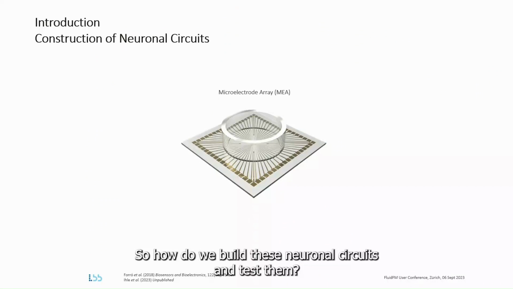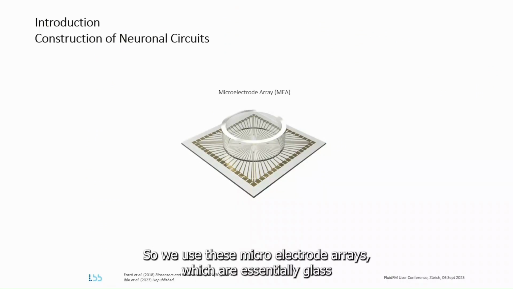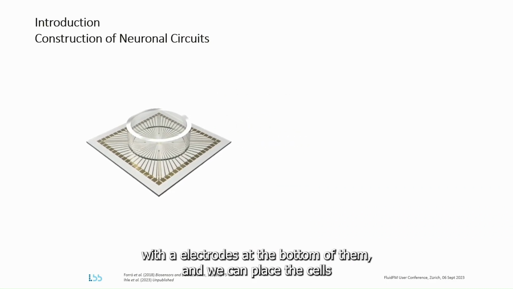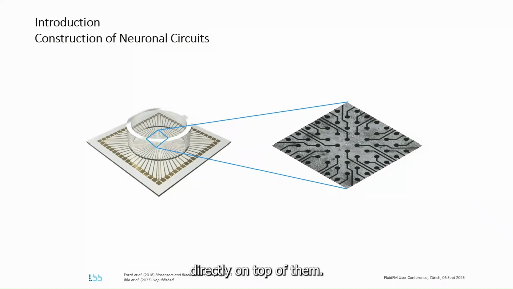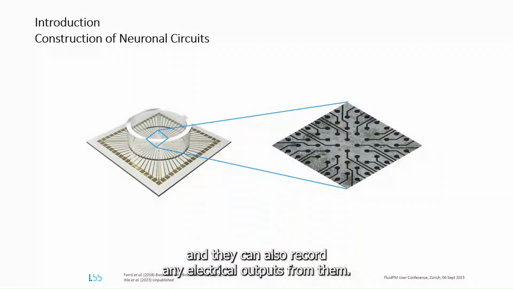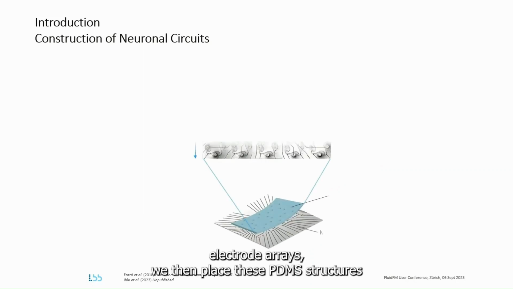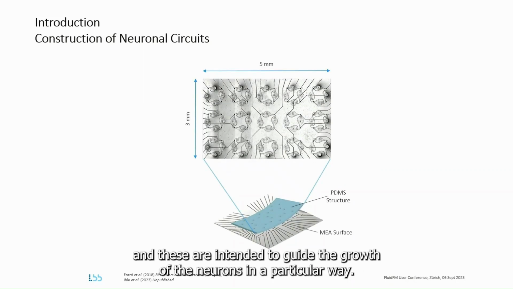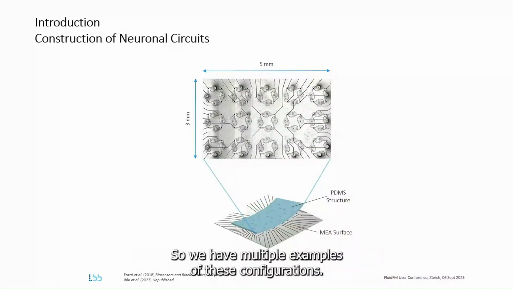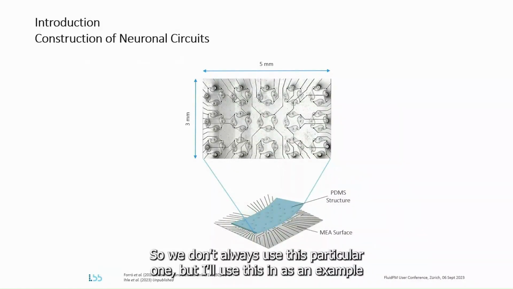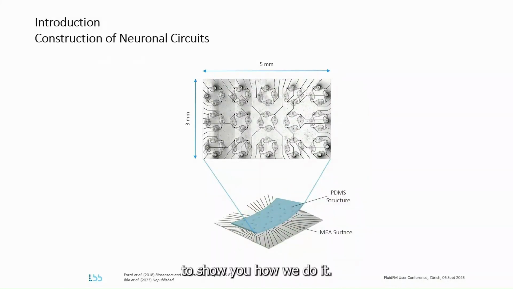So how do we build these neuronal circuits and test them? We use microelectrode arrays, which are essentially glass with electrodes at the bottom, and we can place the cells directly on top of them. These electrodes can both stimulate the cells and record any electrical outputs from them. On top of these microelectrode arrays, we then place PDMS structures, which are intended to guide the growth of the neurons in a particular way. We have multiple examples of these configurations, so we don't always use this particular one, but I'll use it as an example to show you how we do it.